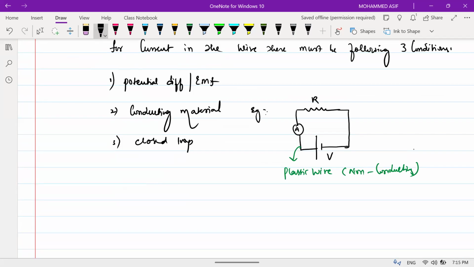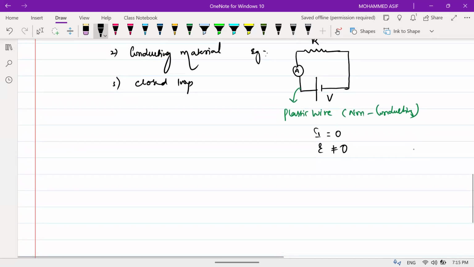What is the current in this one? Current is zero, because in plastic there is no flow of current. If current is zero, it does not mean EMF is zero. Even though EMF and potential are there, the current will be equal to zero. Am I clear?